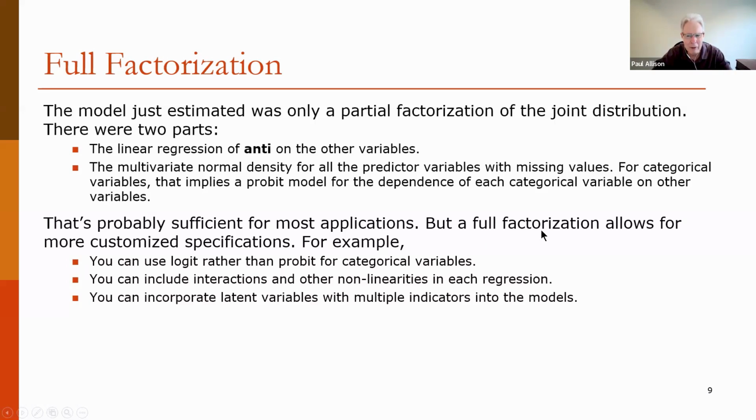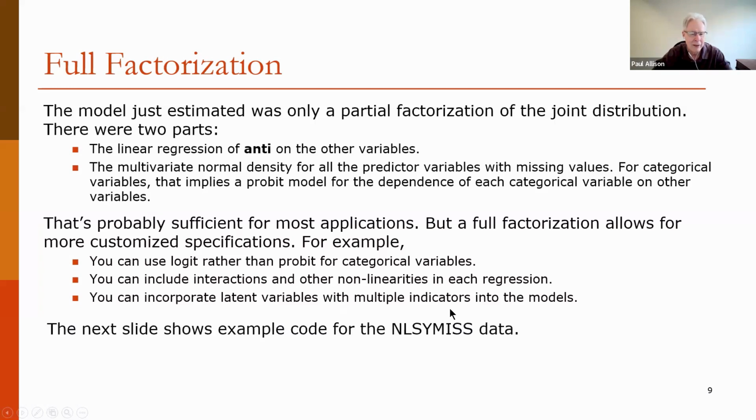A full factorization would allow you to use logit rather than probit for the categorical variables. It would allow you to include interactions and other nonlinearities in each of the regressions that make up the model. And very importantly, you can incorporate latent variables with multiple indicators into the models. Okay. So we're going to use this with the NLSY MIS data.